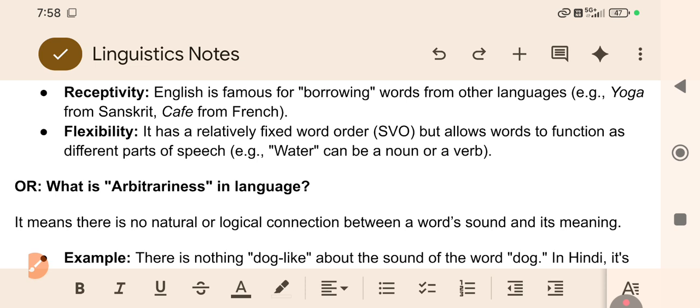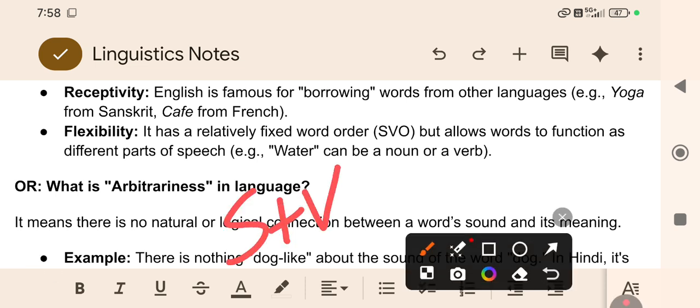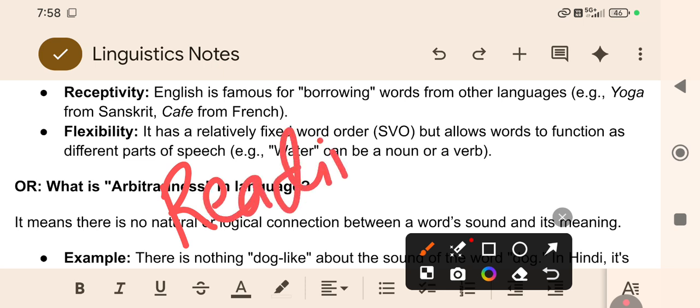Okay. Now, another characteristic is flexibility. It has a relatively fixed word order, right? But allows words to function as different parts of speech. However, word order is fixed: subject, verb, and object. That is there. But then sometimes, as they say, it allows words to function as different parts of speech. For example, I'm telling you that reading is a good habit.